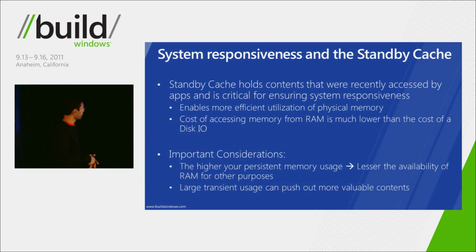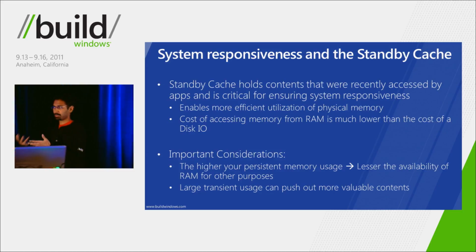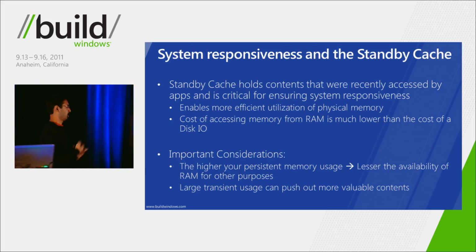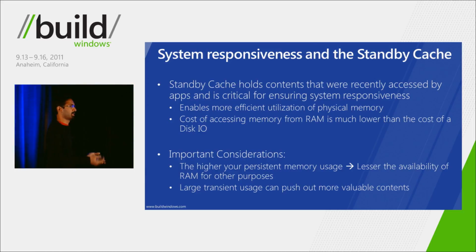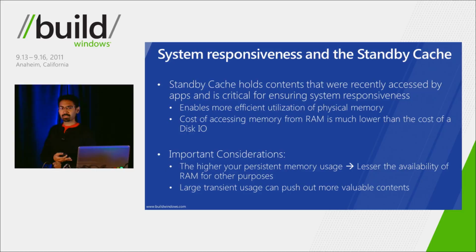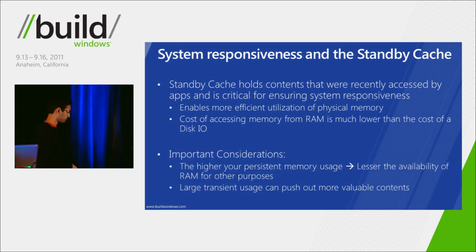To summarize, the standby cache holds things that were recently accessed by applications, and it's really critical for system responsiveness. Two important considerations here. The higher your persistent memory usage, the less things we can cache. And if you have a large transient usage, that could push out things that were valuable for other applications or drivers that were running on Windows.